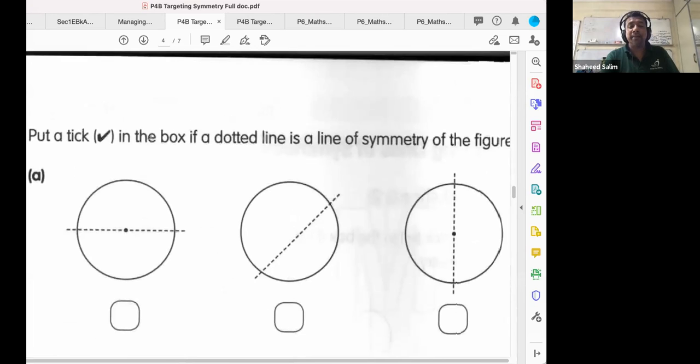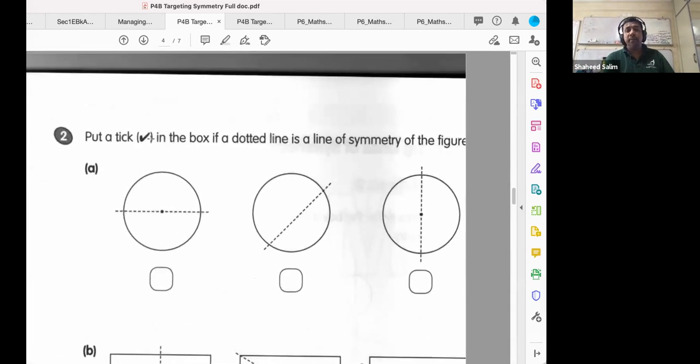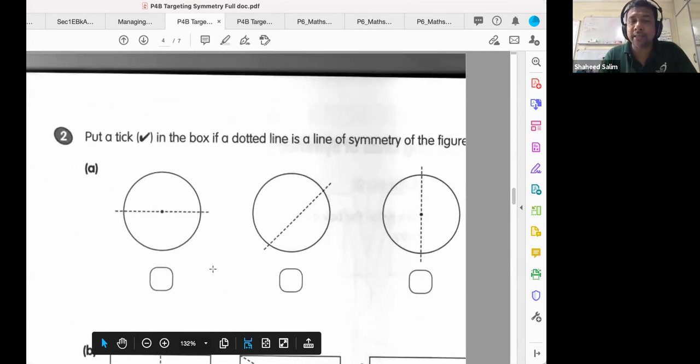Do you think it's symmetrical? If it is, you say yes. No, yes, no, yes, yes.